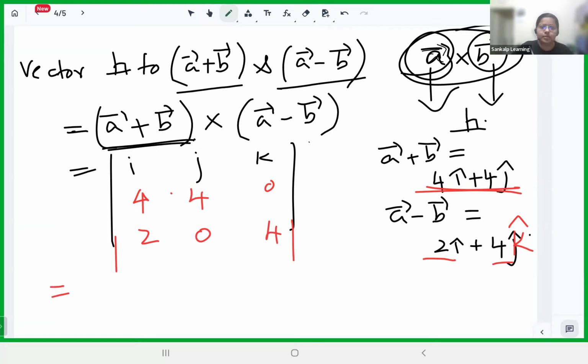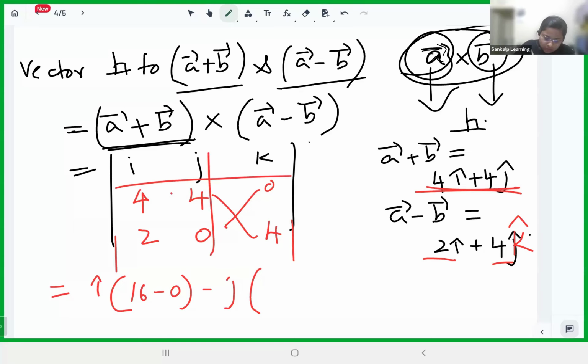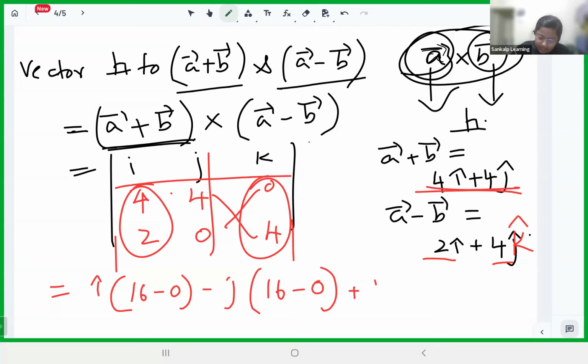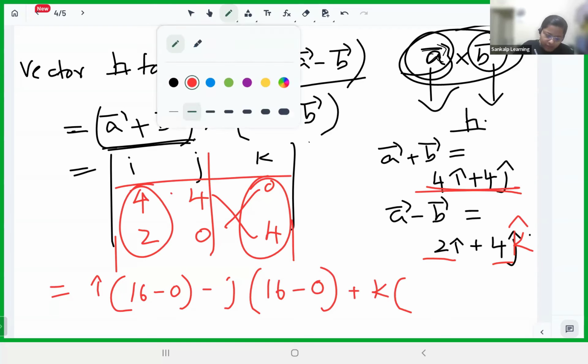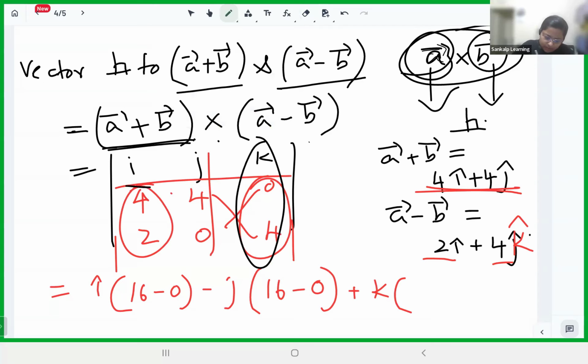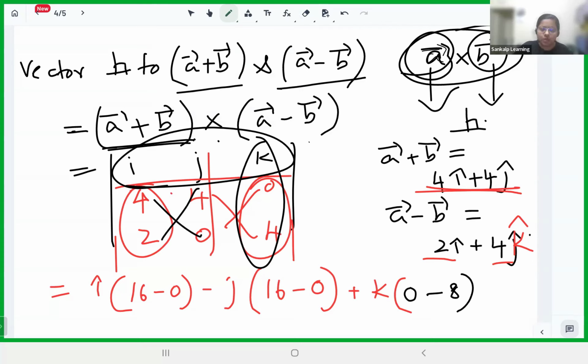Now you know how to find out the determinant, right? That is i into 4 into 4 is 16 minus 0. Then minus j into, now you have to remove this column and this row. So what is remaining here? 4, 2 and 0, 4. That is 16 minus 0. Then plus k into, remove the column and row containing k. So what is remaining? 4 into 0 is 0, minus 2 into 4 is 8, that is minus 8. Alright, so this is equal to 16i minus 16j minus 8k.